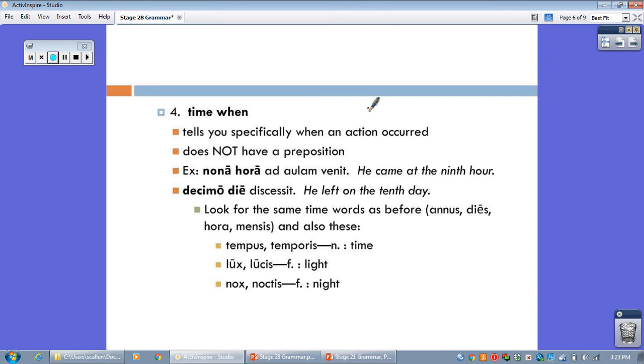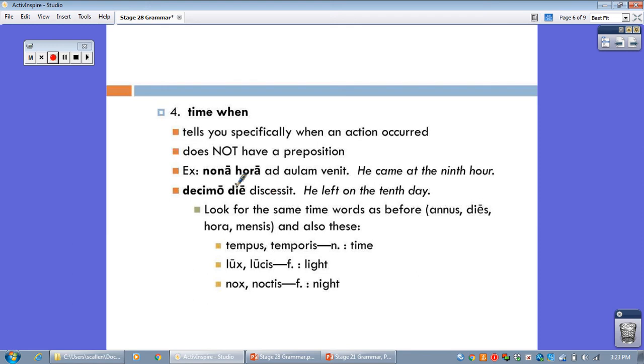When a Latin sentence wants to tell you specifically when an action occurred, those time words, instead of being in the accusative case telling you how long something lasts, will be in the ablative case telling you when something happens. There's no preposition. Here's an example. Nona hora ad aulam venit. He came to the palace at the 9th hour.